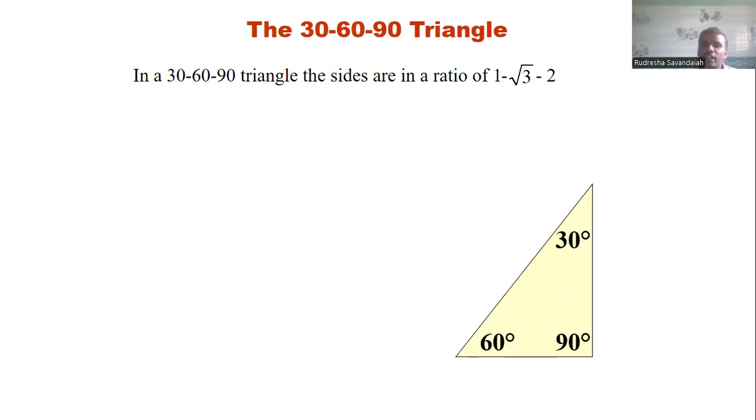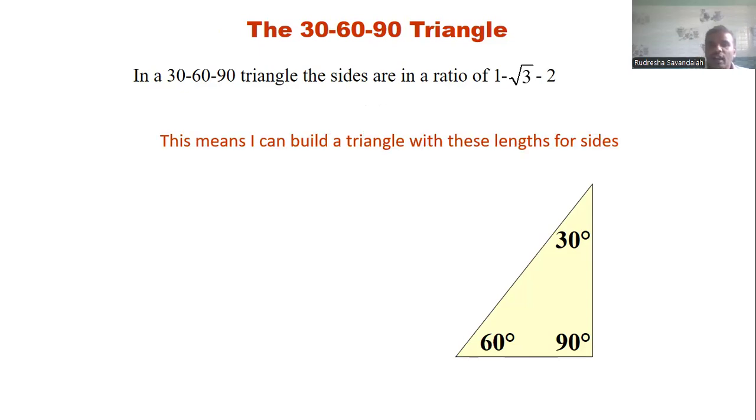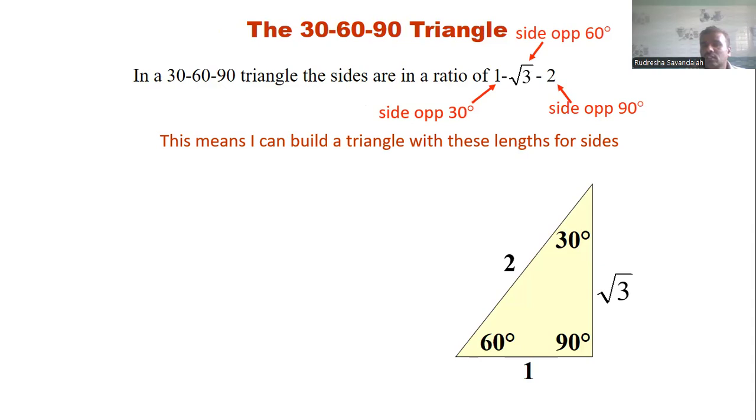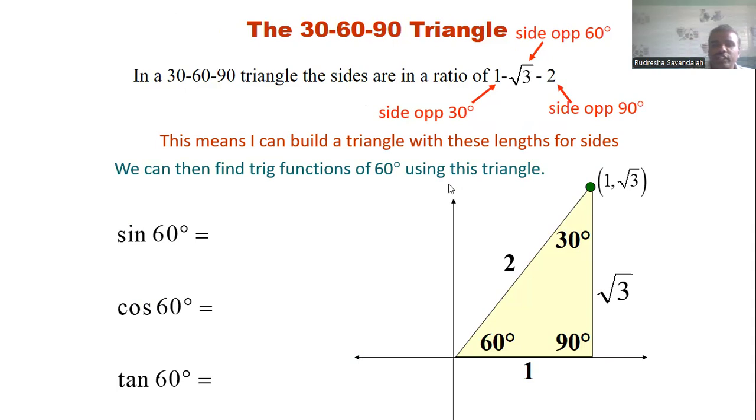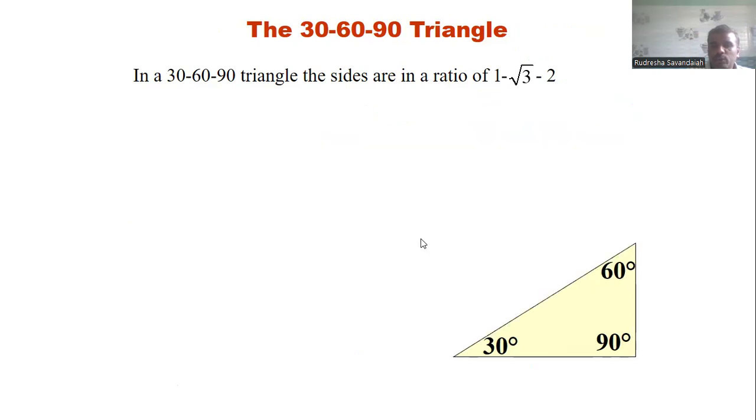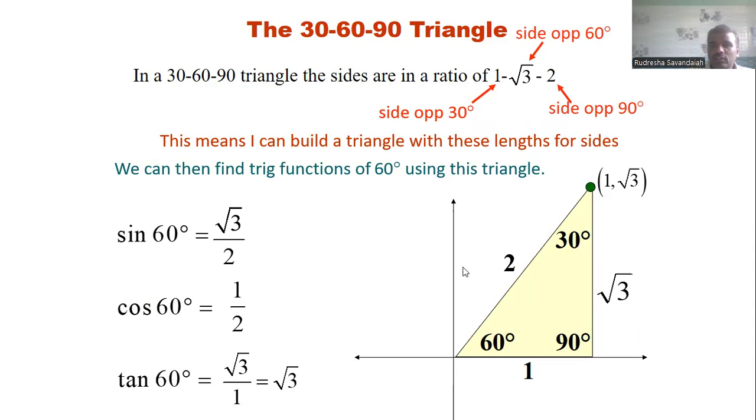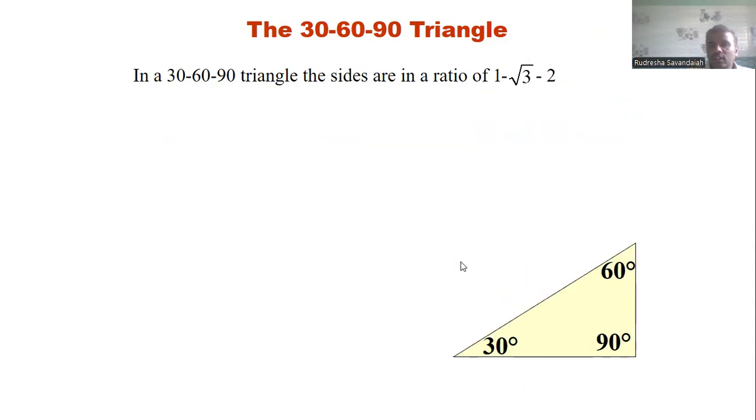In the 30-60-90 triangle, the sides are in the ratio 1, root 3, 2. This means I can build a triangle with those lengths for sides. This is the side of 30 degrees, this side of 60 degrees, this side of 90 degrees. This is 1, root 3, 2. See here, this is the 30-60-90 triangle.